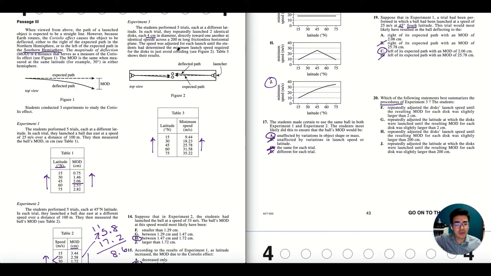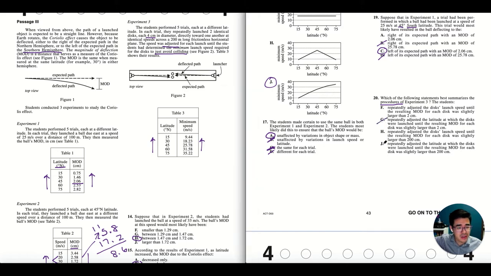Okay, so you have these two balls. Repeatedly adjust to just avoid colliding. Okay, I see the word adjusted mentioned a bunch. The speed was adjusted. Oh, this is tricky, because they're not repeatedly adjusting the latitude. You can't adjust the latitude.